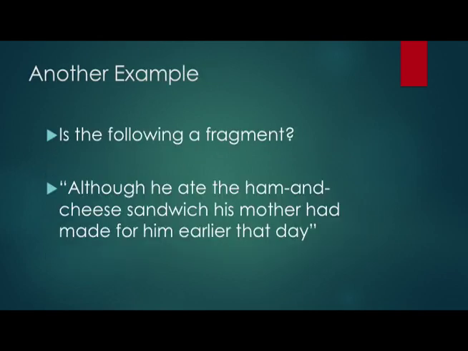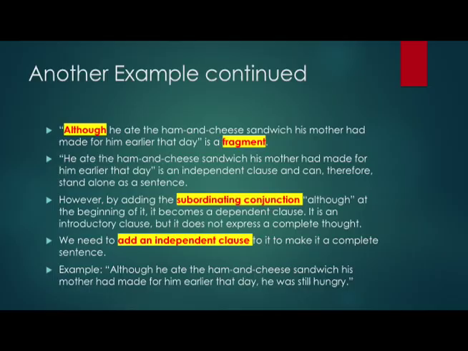All right, let's look at another example. So, is the following a complete sentence or is it a fragment? Although he ate the ham and cheese sandwich his mother had made for him earlier that day. That is a fragment. So if we ignore the word although, the subordinating conjunction at the beginning of it for a moment and look just at the rest, then he ate the ham and cheese sandwich his mother had made for him earlier that day would be an independent clause and could stand alone as a sentence.